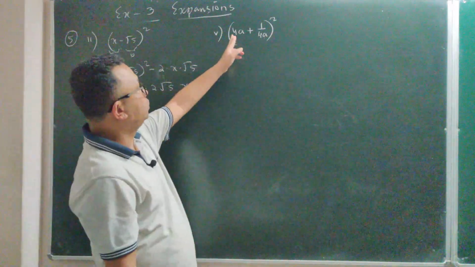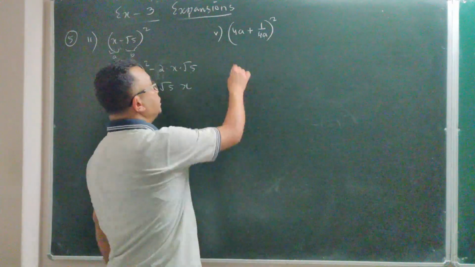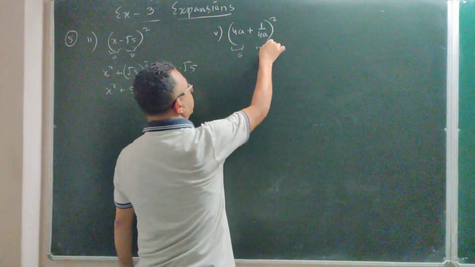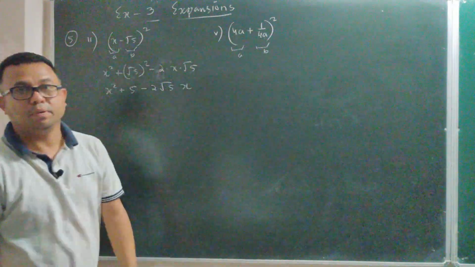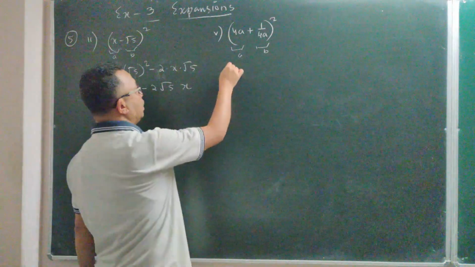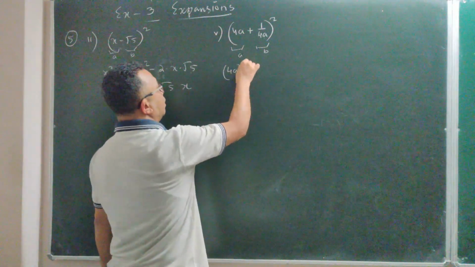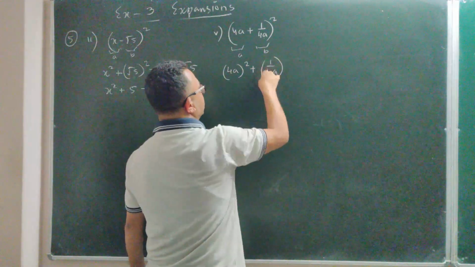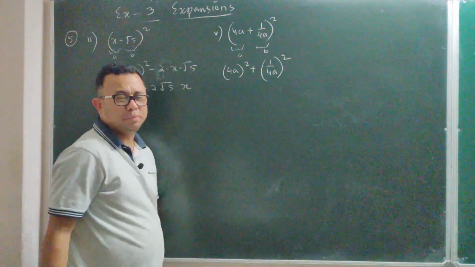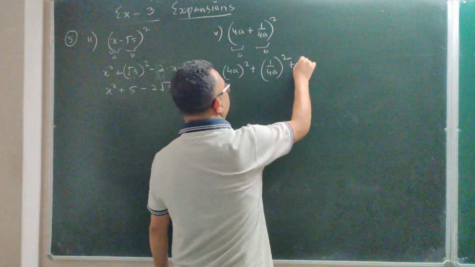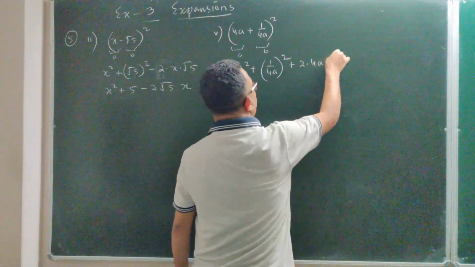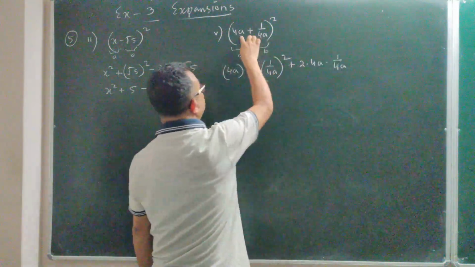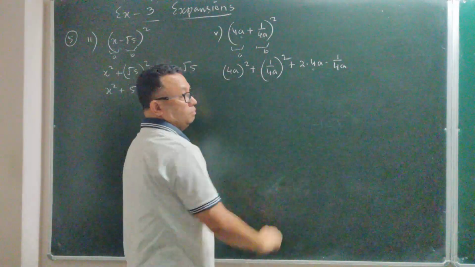Now in the same way, if I use the formula A plus B whole square, I'll treat the first one as A and the second one as B. So this is A plus B whole square. A plus B whole square is A square plus B square. So this is B square, the whole thing I'll treat as B. And then plus 2AB, 2 into A into B. So this is our A, I wrote it here, and this is our B.